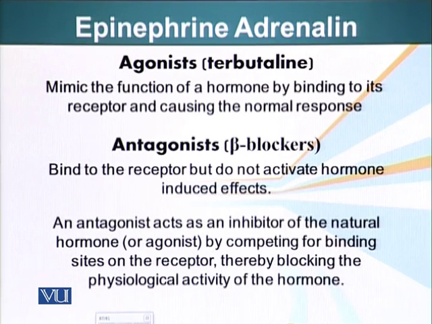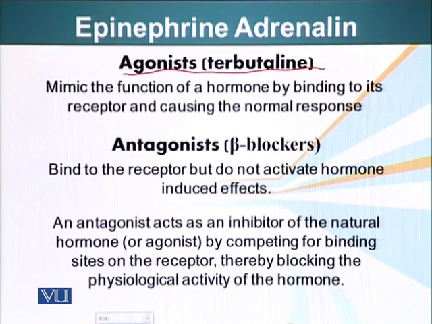Agonists, on the other hand, are like the natural ligand. They can bind the receptor. These are artificially produced ligands, if you want to, for the sake of simplicity. Let's put it that way. So these agonists, for example, terbutaline, when it is given to patients who have asthma, it can bind the respective epinephrine receptor, causing the smooth muscle relaxation, allowing more air to come in.